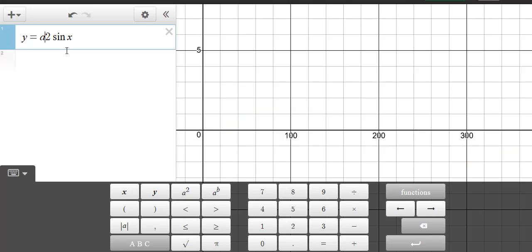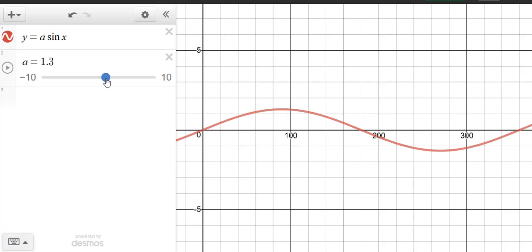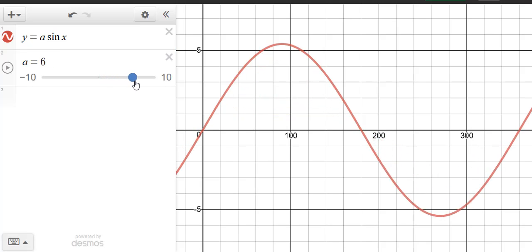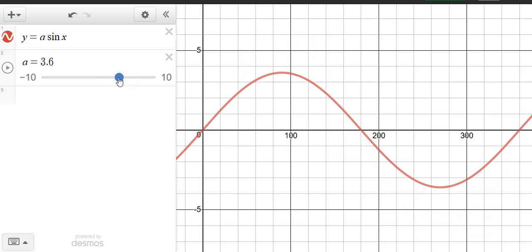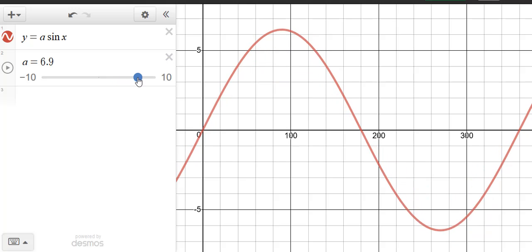It was not. I'm going to hit the letter A there, for example, instead of the number 2. It says, would you like to add a slider? Yes, please. Now, I can take this and show you how the parabola stretches, because A is stretching. Whatever this slider is, that is what A is.